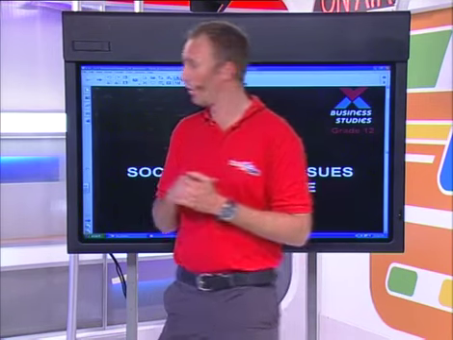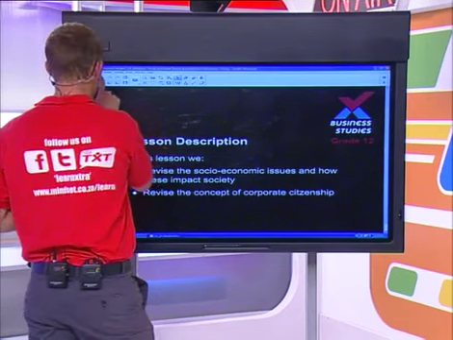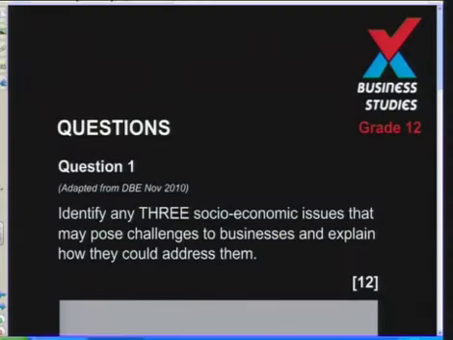Right. So today we're going to be going through a lot of past exam questions, just showing you what type of questions I'll be asking you, as well as the answers that they expect from you. So let's get straight into it, guys. Right, so the first question is, identify 3 socio-economic issues that may pose challenges to the business and explain how they could address them. Right, so let's go through this here, guys.